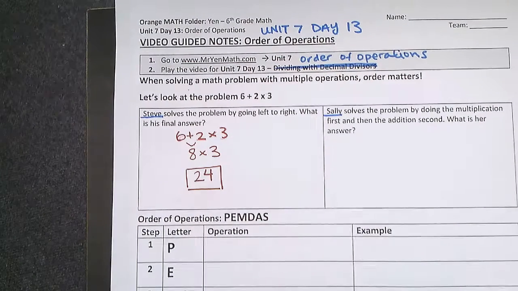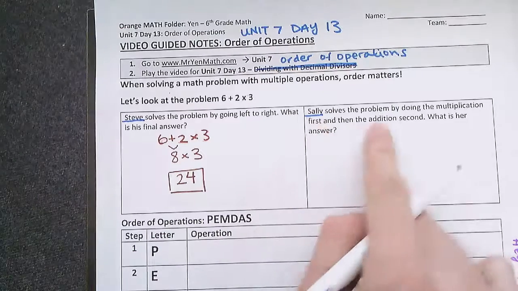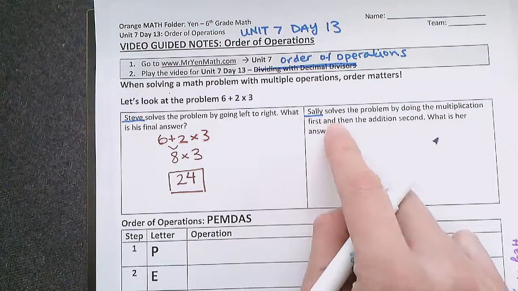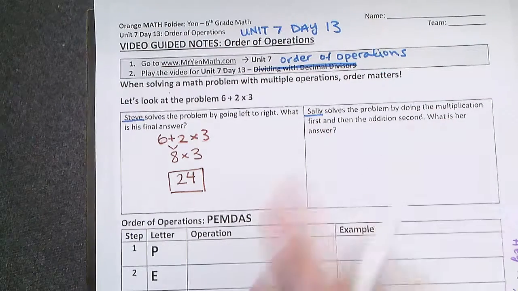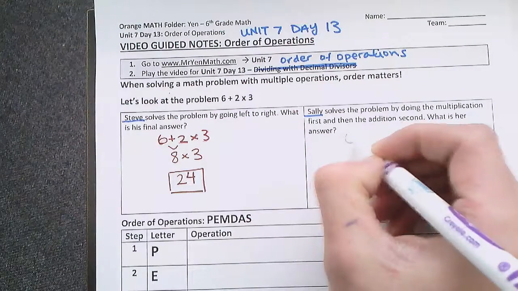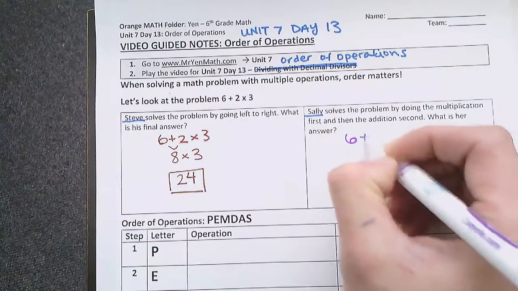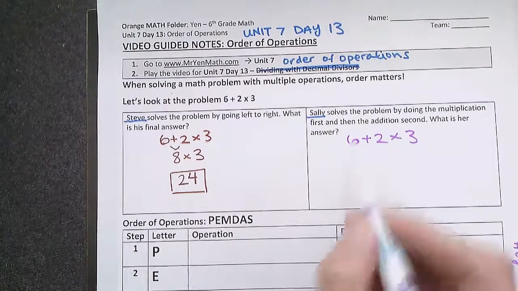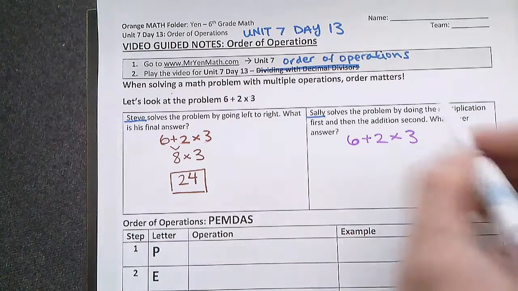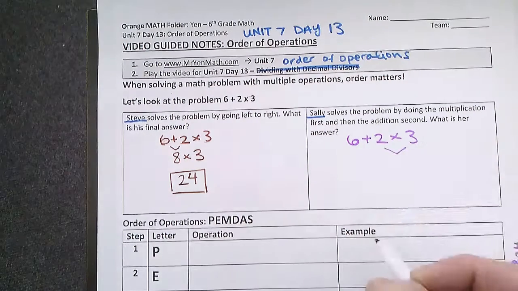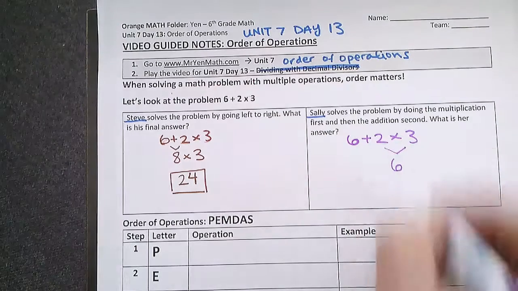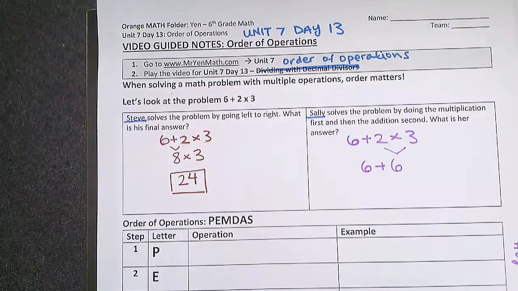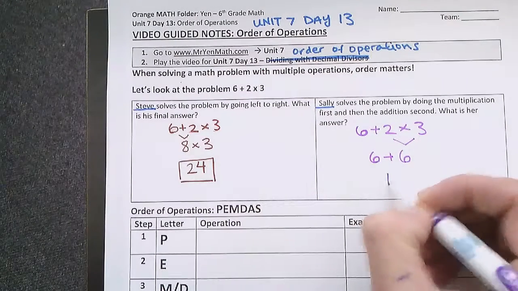Now let's see how Sally solves this problem. Sally does the same problem, but she does the multiplication first and then the addition second. What is her answer? So let's rewrite it out. 6 plus 2 times 3. So she does the multiplication first, so that's this part. So 2 times 3 is 6. Okay, and we'll bring this 6 down. So 6 plus 6, and that equals 12.